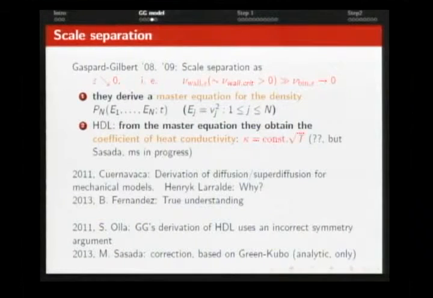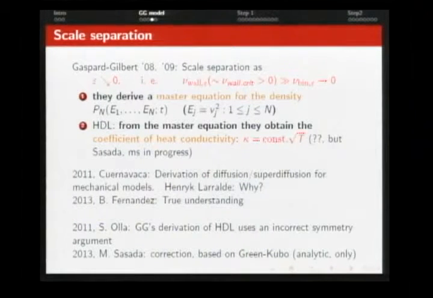Okay, so what Gaspar and Gilbert were suggesting was the following. When epsilon, the small parameter, tends to 0, then the rate of the binary interaction tends to 0. There is less and less chance for neighboring particles to collide. During this time, each particle collides with the wall with a fixed density. So this density is still an approximately positive constant.